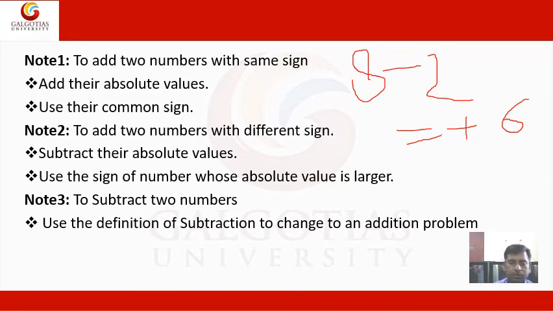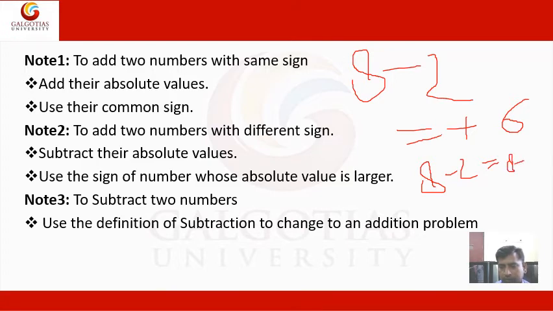To subtract two numbers, use the definition of subtraction to change the problem into an addition problem. So we will use the definition of subtraction as we have used in the last slide. So we will convert this problem into the addition problem. That means 8 minus 2 means 8 plus minus 2.